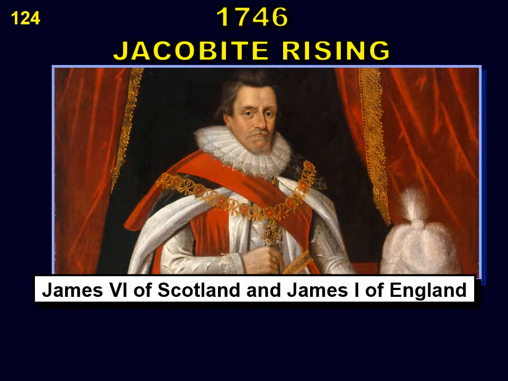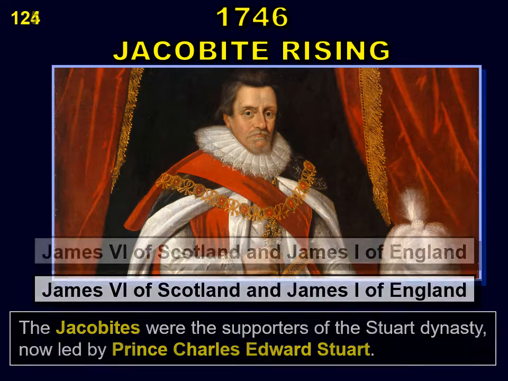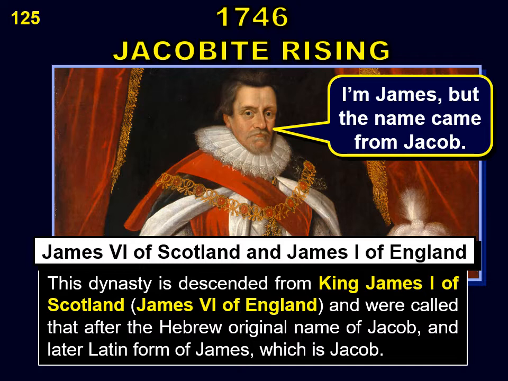The Jacobites were the supporters of the Stuart dynasty, now led by Prince Charles Edward Stuart. This dynasty is descended from King James I of Scotland, James VI of England, and were called that after the Hebrew original name of Jacob, and later Latin form of James, which is Jacob.